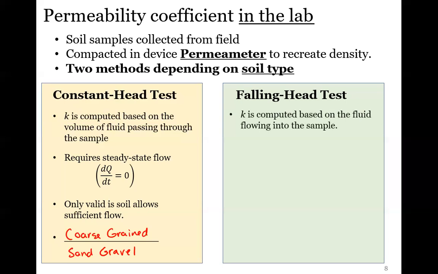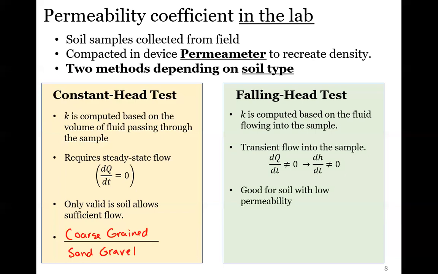On the other side of things, for the falling head test, K, the permeability coefficient, is computed based on the fluid flowing into the sample. So it's not a steady state condition. We have transient flow into the sample, so the flow rate is changing. We don't have a constant steady stream of water going through the sample. We have a specific head of water, and then we measure the time it takes for it to fall through the sample. So this is really good for soil with low permeability.